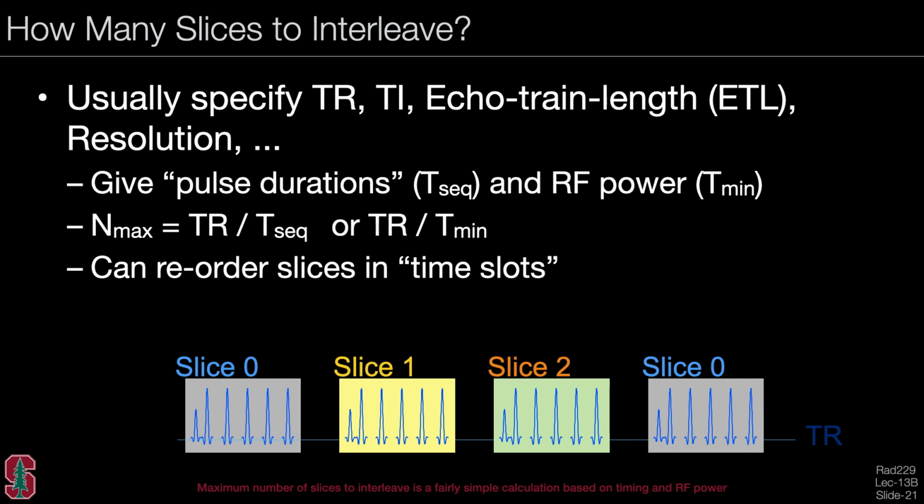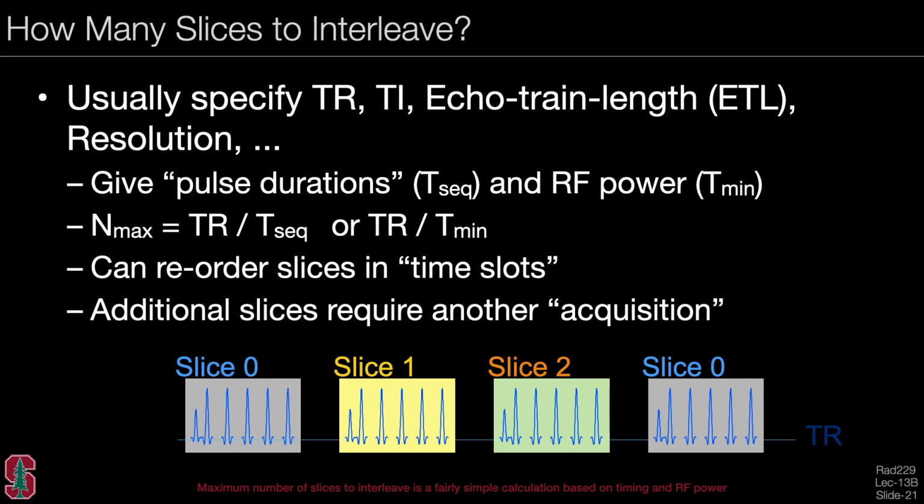Then you can also reorder the slices into time slots. So we don't necessarily have to scan the slices in order as shown here. You can put them in arbitrary order and that won't really change things. But if we don't fit them, then we acquire another acquisition for additional slices. So it would be unfortunate here if we have 4 slices because we can only fit 3. So now we're going to have to double our acquisition time just to get that last slice.